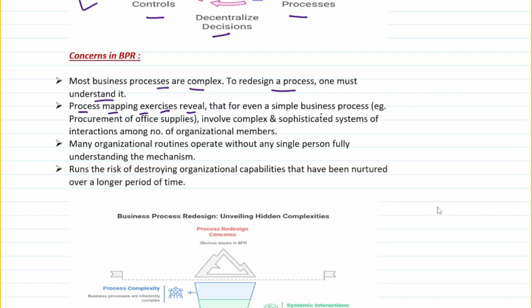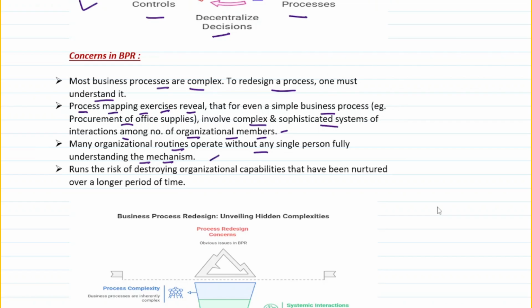That even for simple business processes, for example procurement of office supplies, they involve complex and sophisticated systems of interaction among a number of organization members. So that's why we say it's better that you procure it from an office store rather than placing an order for it. This is a perfect example. Then it says many organizational routines operate without any single person fully understanding the mechanism. There are various people working in different parts of the organization, but not even a single person knows exactly how the entire mechanism works.